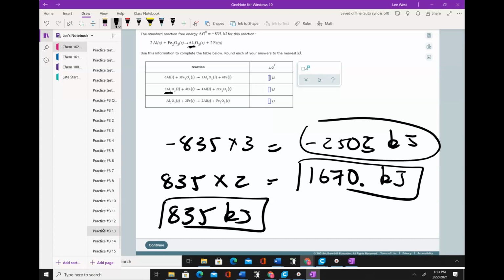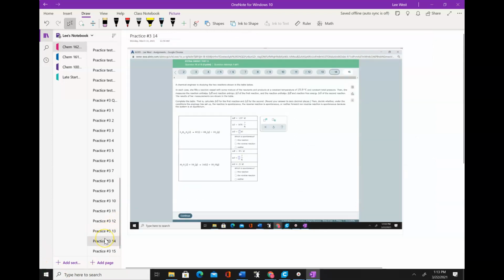So the first one, we just multiplied by 3. The second one, we flipped it and we multiplied by 2. And then in the final one, we just flipped it. So it's pretty straightforward once you realize the rules for dealing with this.